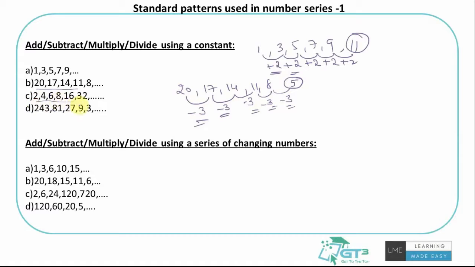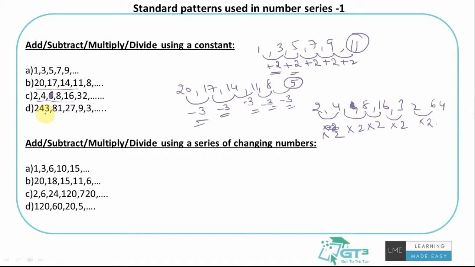The third example, 2, 4, 6, 8, 16, 32. You see this, 2 2s are 4. Actually it should not have 6, so let's ignore 6. So it's 2 into 2 is 4. 4 2s are 8. 8 2s are 16. 16 2s are 32, right? It is just multiplying with a constant number. If we have 6, that's going to spoil the pattern and we would not be able to establish a relationship. So what will be my next term? 64. That is 32 into 2 is 64.